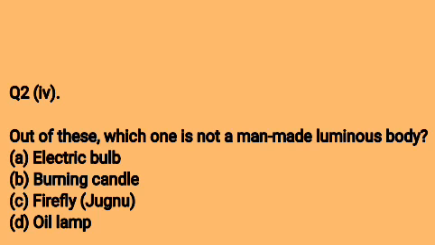So you have to write question number 2, part 4. Then write, out of these which one is not a man-made luminous body, question mark. Then out of the 4 given options you have to write as an answer only the right option and the answer.